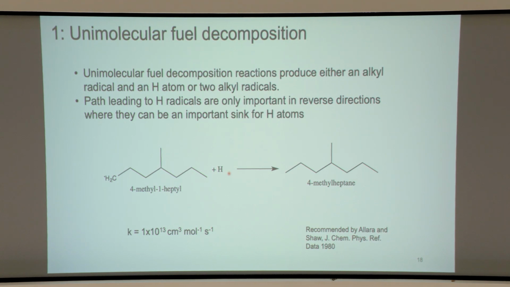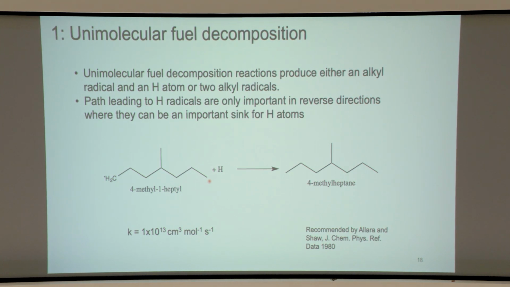And you see here, first thing we do is we write this reaction as H plus alkyl radical goes to form 4-methylheptane. I should write them all as reversible. In the model, they will be reversible, but for simplicity's sake, I just put the arrow in one way. So the reverse rate will come from the thermal.